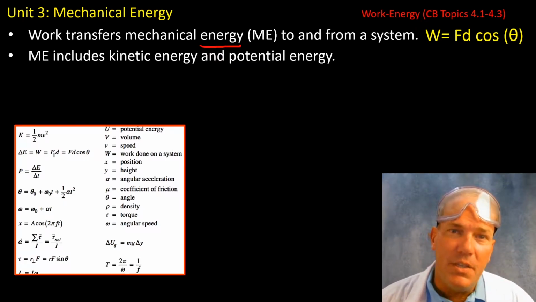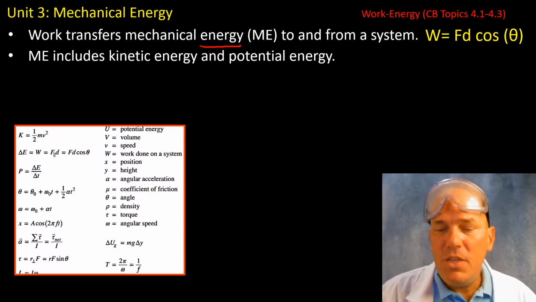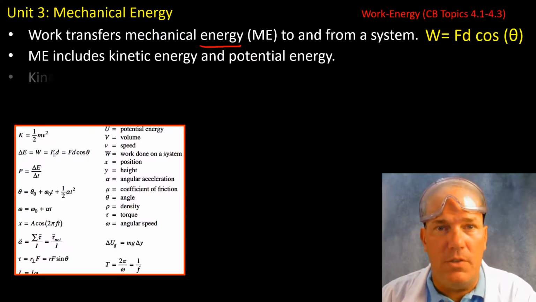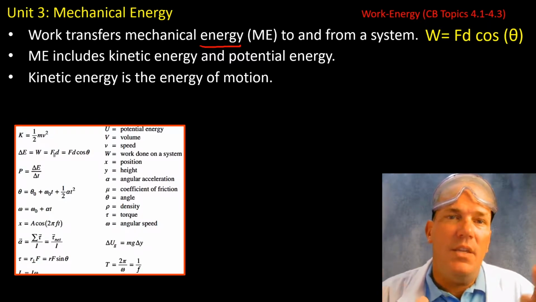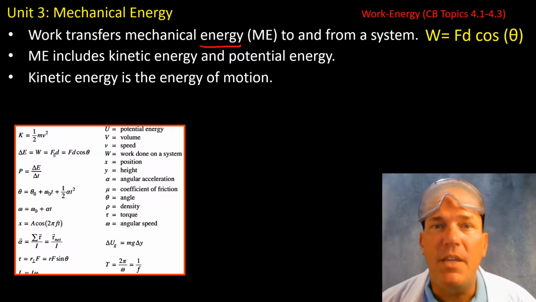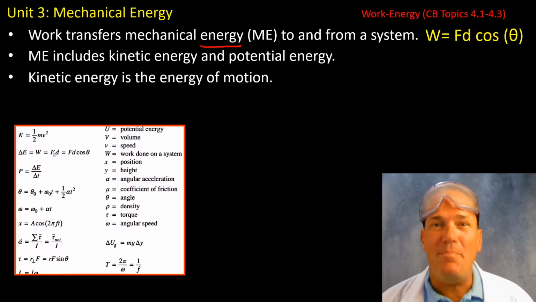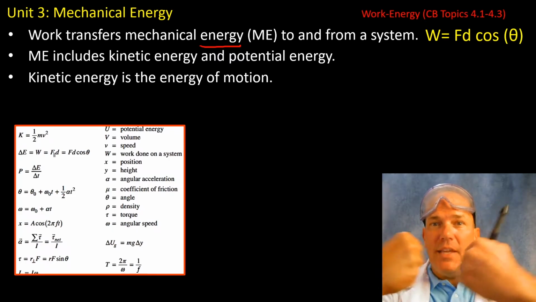Mechanical energy has two different types: kinetic energy and potential energy. Kinetic energy is the energy of motion. So this could be me running. It could be you driving in your vehicle. It could be an apple falling from a tree. It could be atoms oscillating and colliding.